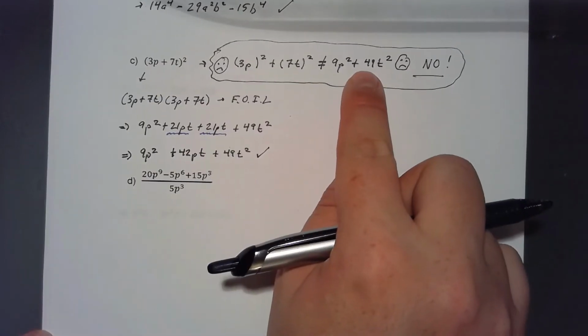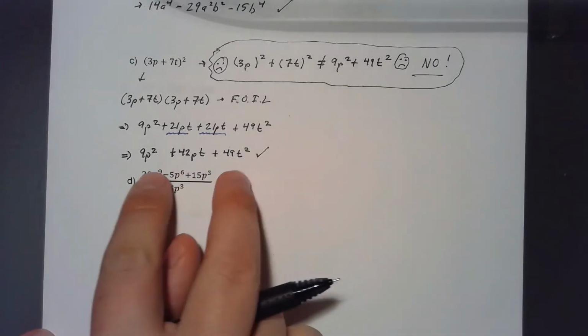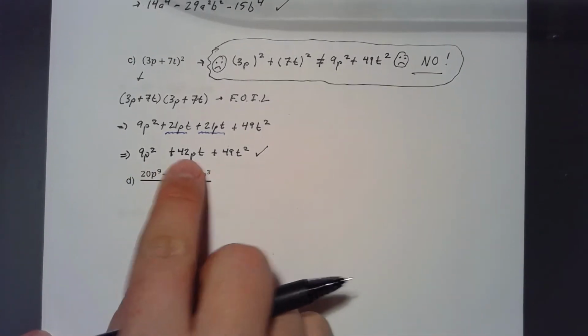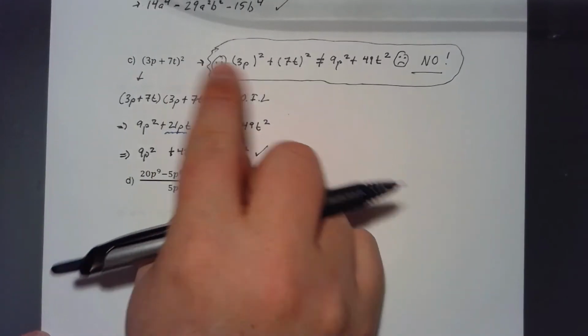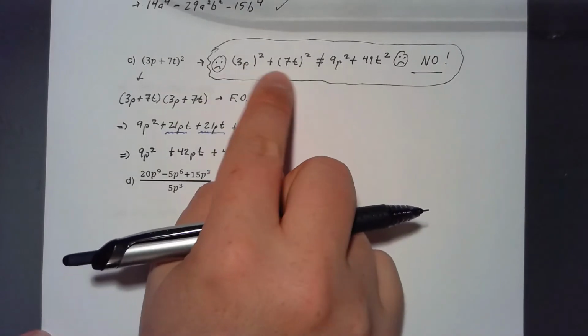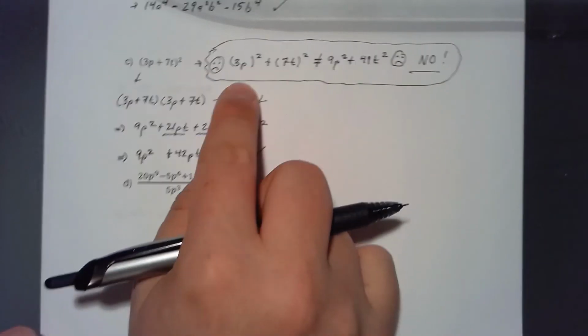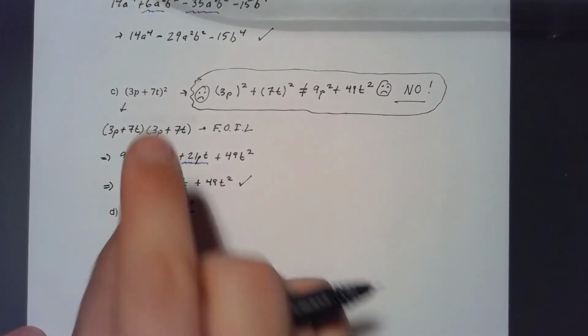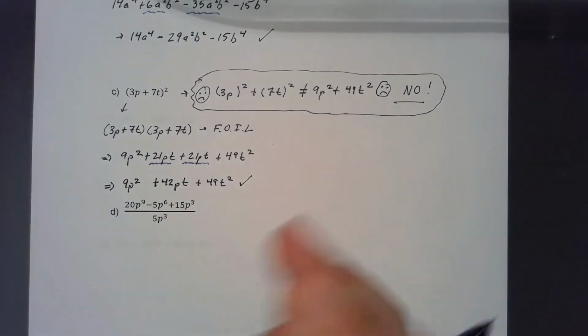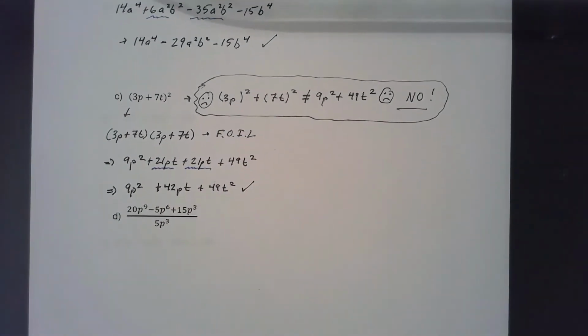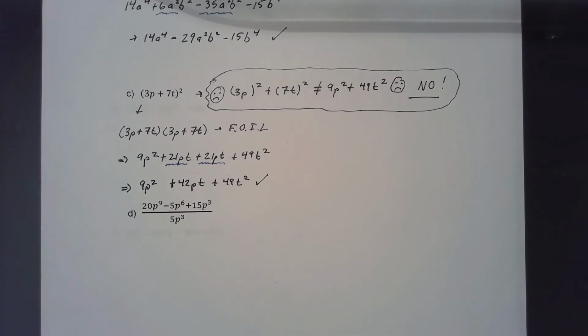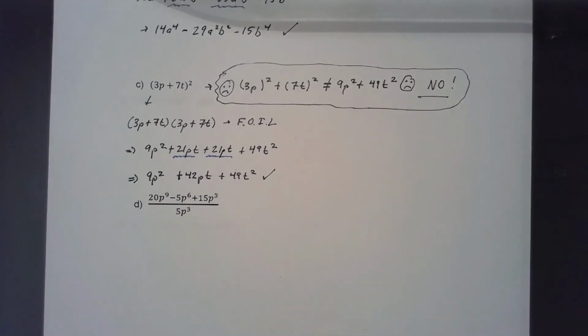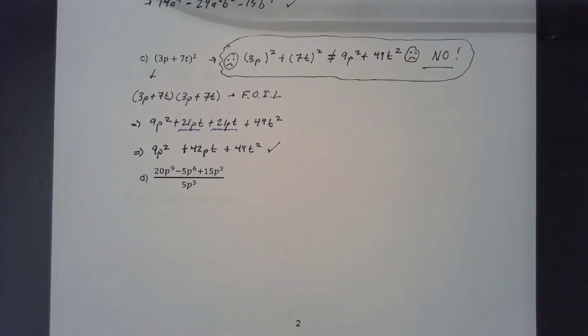If you look here, you're missing a term. You got these two, but you're missing the 42pt in the middle. That's what happens when you break this up like that, which you cannot do. The only time you can break up powers is if you have a product or division. You cannot break up powers or square roots for that matter when you have addition or subtraction, because of the properties of exponents. That's why.